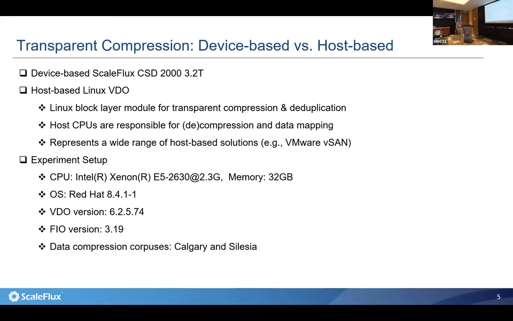And in Linux VDO, the host CPU is responsible for the data compression, and the default algorithm is LZ4, because LZ4 is much faster than other algorithms, although it has a lower compression ratio. And Linux VDO actually represents a wide range of host-based transparent solutions, like VMware vSAN. So we also choose some open source files to evaluate the storage cost difference between these two transparent compression categories. Let's take a look at the results.